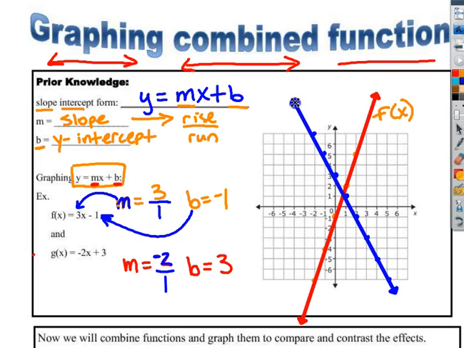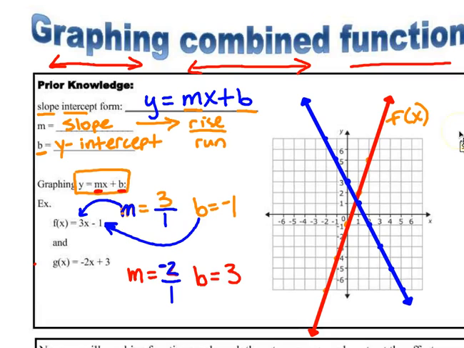So pretty simple. We've graphed our dots. That's reviewing what we've done in the past, our prior knowledge. Slope-intercept form, y equals mx plus b. M is the slope, b is the y-intercept. And we're able to graph them, okay? Looks like it's pretty simple to me. Any questions there? No. All right.